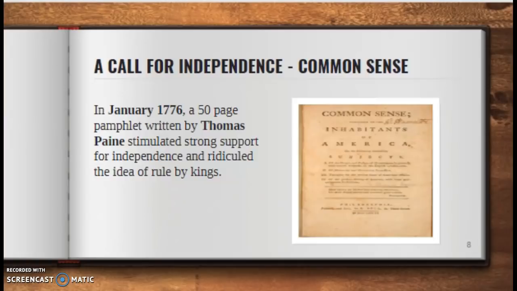by lawyers in a style that only well-educated people could understand. But Paine wrote as a common person speaking to common people, which allowed him to reach a wider audience.